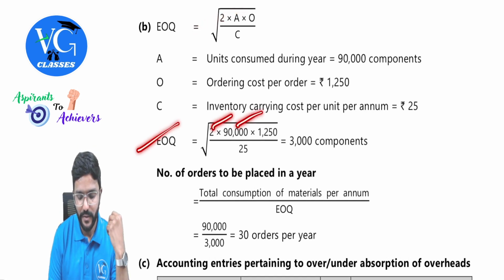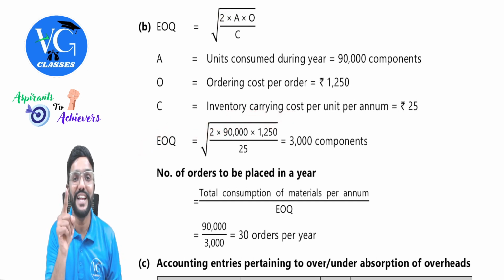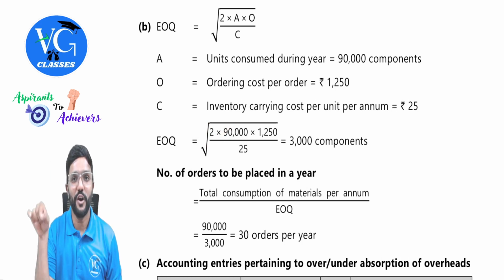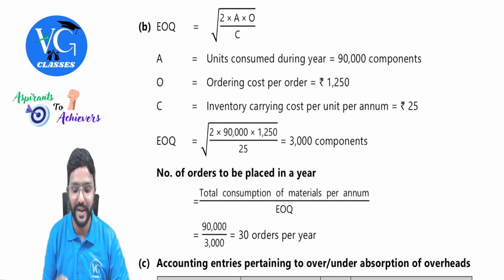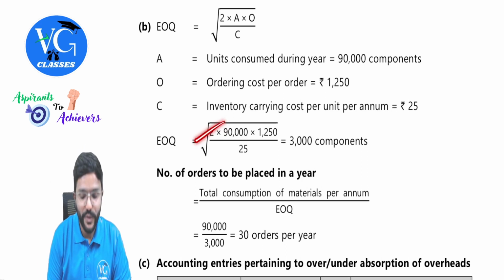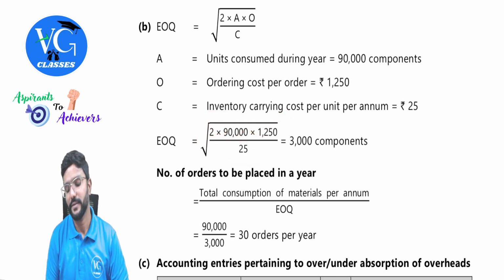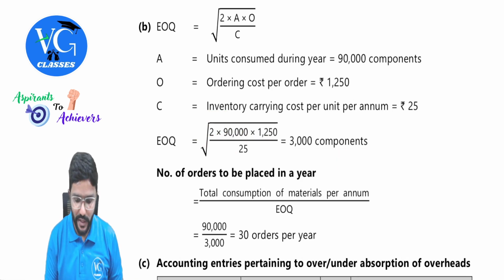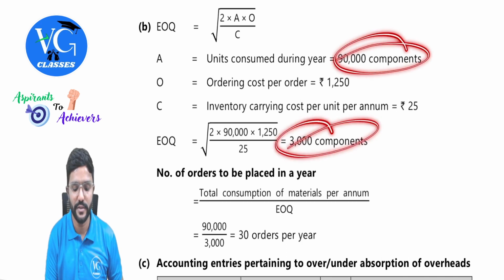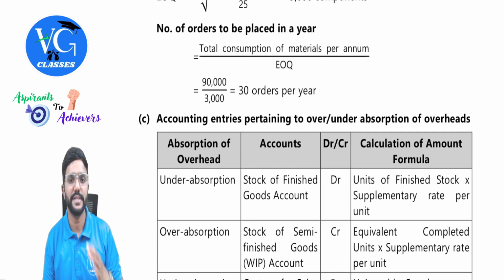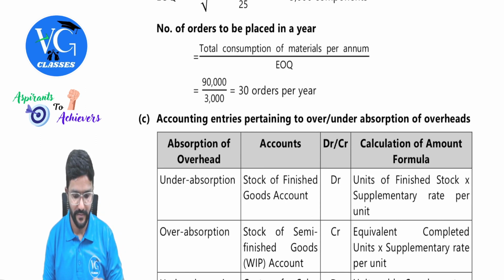EOQ is equal to 2 into 90,000 into 1,250. 2 is standard. Please be careful. What is the formula to calculate EOQ? Square root of 2 into annual demand into ordering cost per order whole divided by carrying cost per unit per annum. So 2 into 90,000 into 1,250, 2 is always standard, divided by 25. That will give us 3,000 components. So annual demand is 90,000 and EOQ is 3,000, which is nothing but lot size. So divide each other, guys. You will get number of orders in a year. Got it? Yes, sir. Fine.